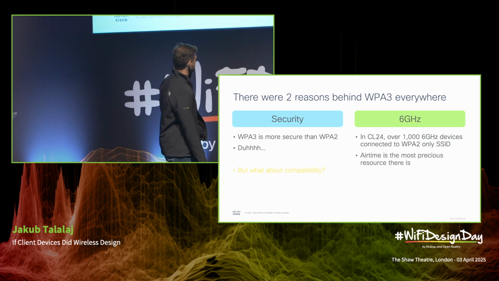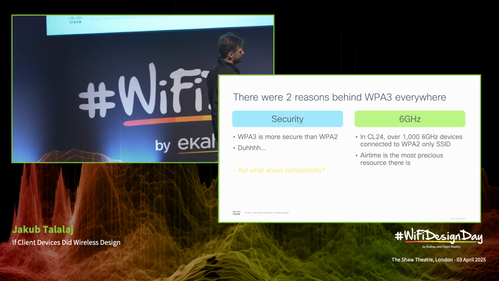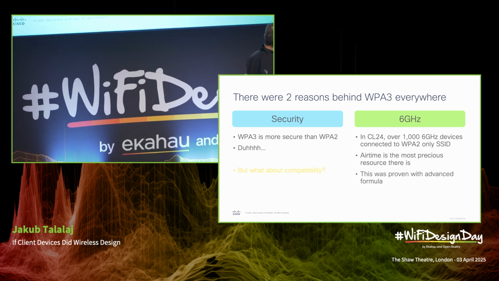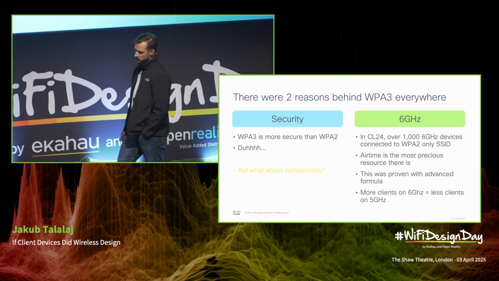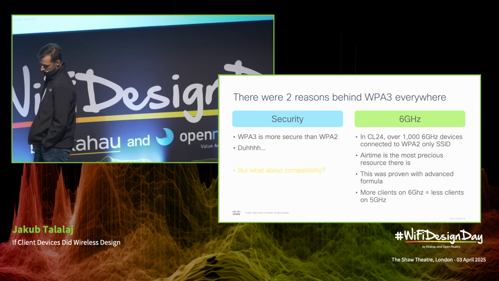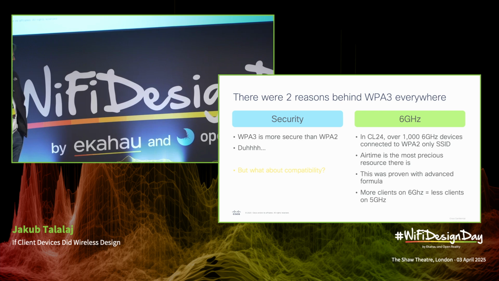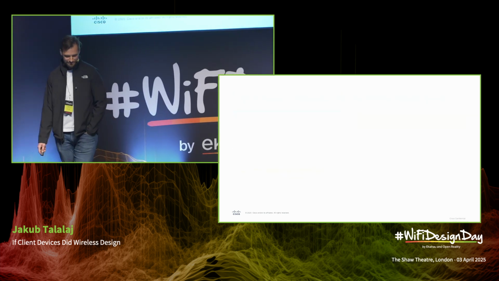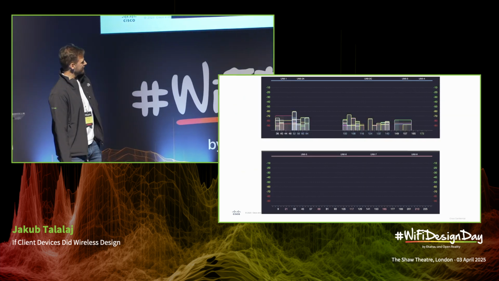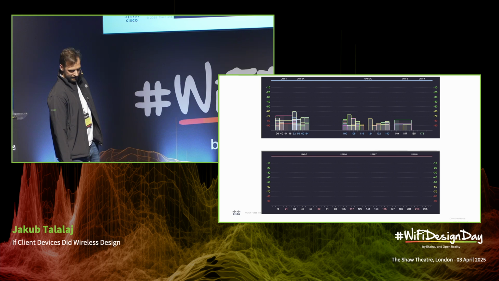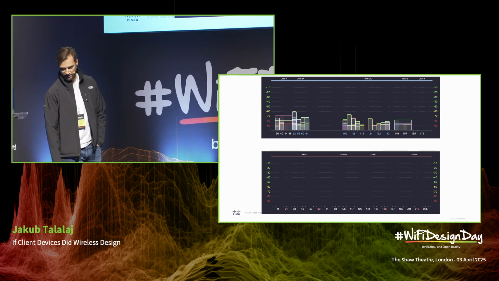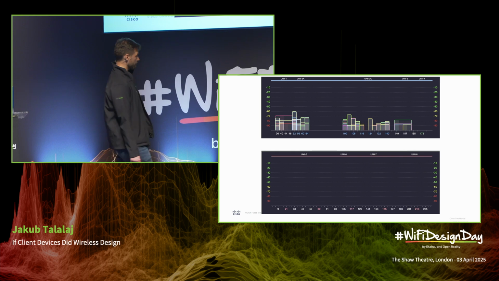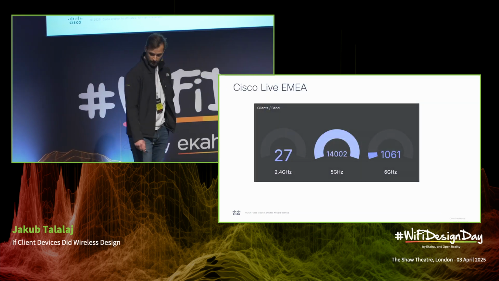Airtime is the most precious resource, and we followed a very advanced formula to justify it. The more clients you get on 6 gigahertz, the less clients you get on 5, right? So you're basically making spectrum a better place for more. This is the snapshot from the same physical place where we were about to deploy 6 gigahertz. 5 gig is busy, 6 gig is empty, right? So yet another reason why we want to use that 6 gig in public venues.